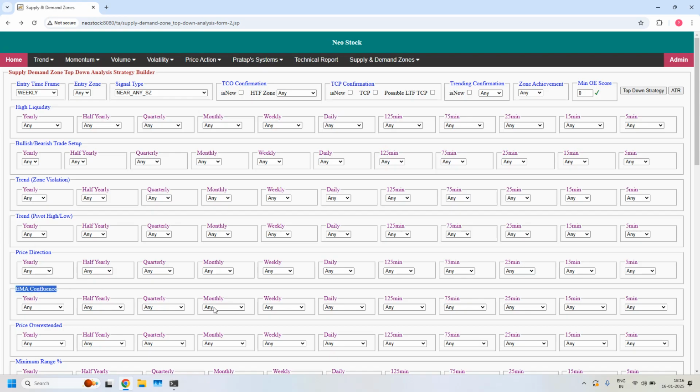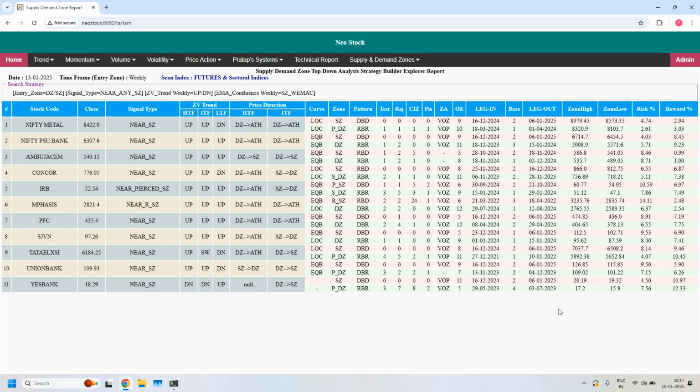So in the EMA confluence, weekly time frame, weekly supply zones having a weekly EMA confluence filter is enabled. Trend on weekly time frame, I am selecting up or down. Now the list has come down to 11 stocks. These 11 weekly supply zones are having weekly EMA confluence.